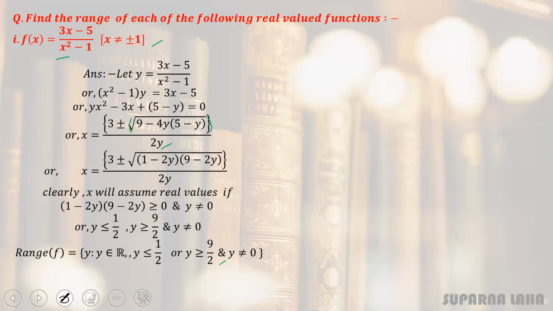Just look at this "and" and "or". Don't confuse it. Either it will be less than or equal to 1/2 or it will be greater than or equal to 9/2, and most importantly, y is non-zero.